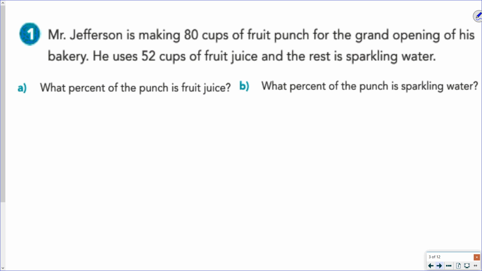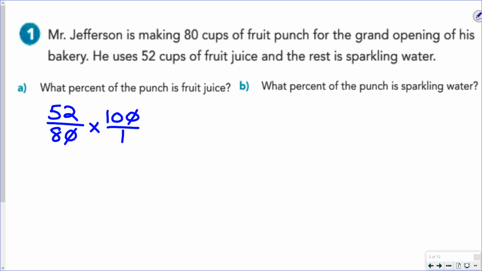So Mr. Jefferson is making 80 cups of fruit punch for the grand opening of his bakery. He uses 52 cups of fruit juice and the rest is sparkling water. So the first question says, what percent of the punch is fruit juice? So again, we start with what fraction of the punch is fruit juice, and that would be 52 out of 80. And since we're going from fraction to percent, we multiply by 100.